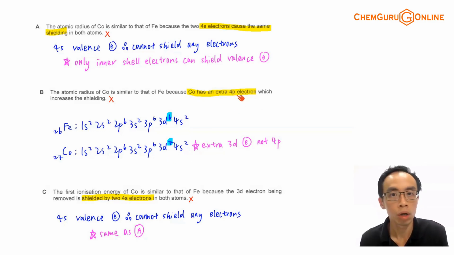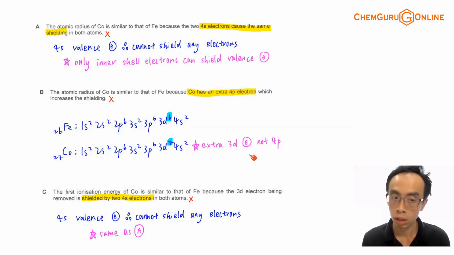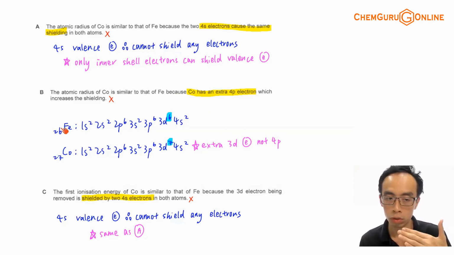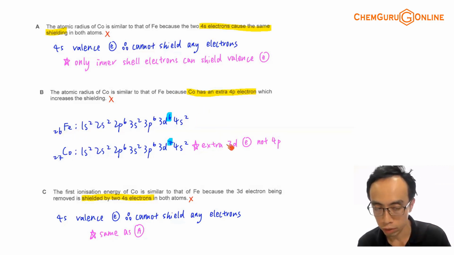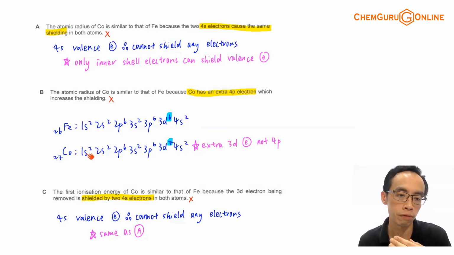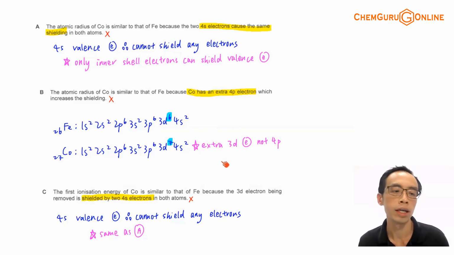Where are my 4p electrons? There are no electrons in my 4p subshell. This is 4p0. The other guy is also 4p0. The electron is not added to my 4p subshell. So B is also totally off. If you consider the electronic configuration for iron and for cobalt, this statement B is totally not relevant, totally not valid. So B is rubbish. We don't consider that. Correct?